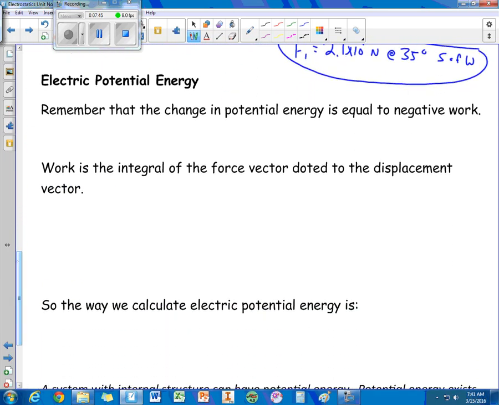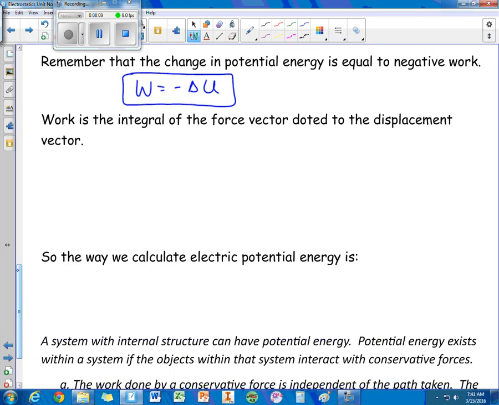Now, electric potential energy. So first off, remember that the change in potential energy is equal to negative work, or I could say that work equals the negative change in potential energy. So if I want to find the potential energy, I have to find the work. Work is the integral of the force vector dotted with the displacement vector. So, work equals the integral of the force vector dotted with the displacement vector.